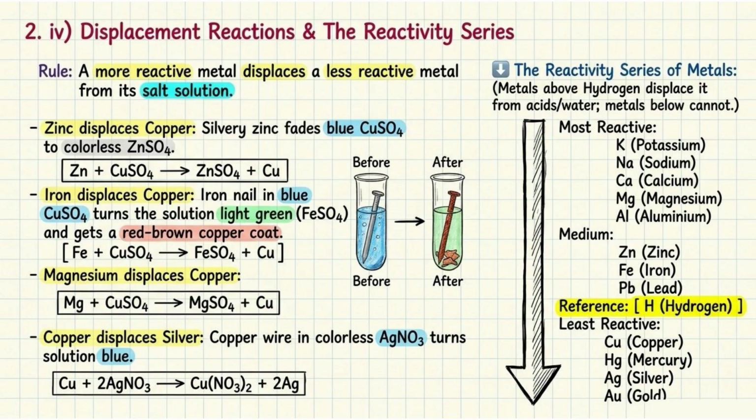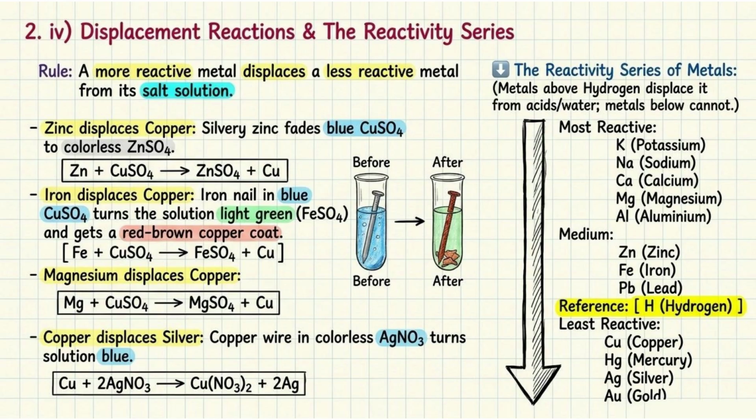Now, if we use an iron nail instead, iron, Fe, displaces copper. The blue solution turns light green as iron sulfate, FeSO4, is formed. And the nail actually gets coated in a red-brown layer of pure copper. Fe plus CuSO4 yields FeSO4 plus Cu. Magnesium does the exact same thing. Mg plus CuSO4 yields MgSO4 plus Cu.